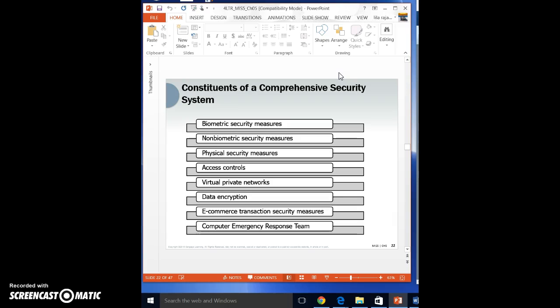In addition to backing up data and storing it securely, companies can take other steps in order to guard themselves against threats. Some of the security systems that can be put in place to guard the systems could be deploying biometric security measures or non-biometric security measures, physical security measures, access control, virtual private networks, as well as data encryption. And for online shopping transactions, they may need to worry about e-commerce transaction security measures, as well as a computer emergency response team.